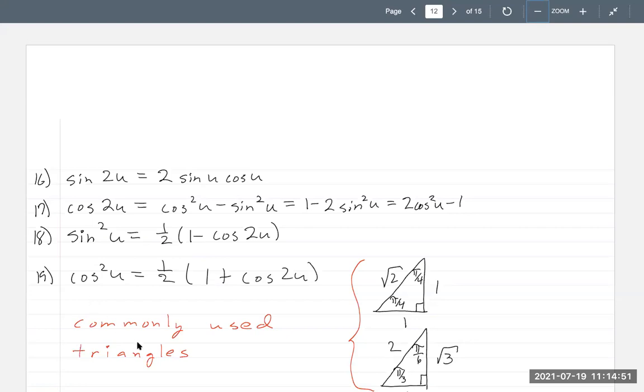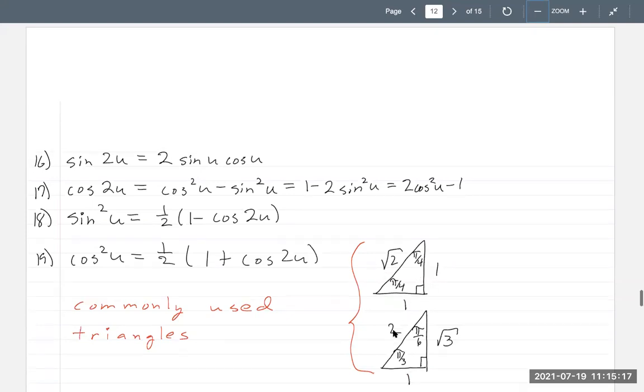There are two commonly used triangles that you should have memorized. The 45-45-90 triangle. And so the length of the adjacent and opposite are 1, and the length of the hypotenuse is radical 2. Again, you could have learned it in other ways, but at least so I don't have any fractions.